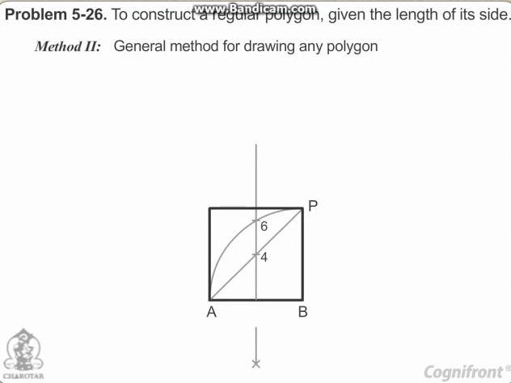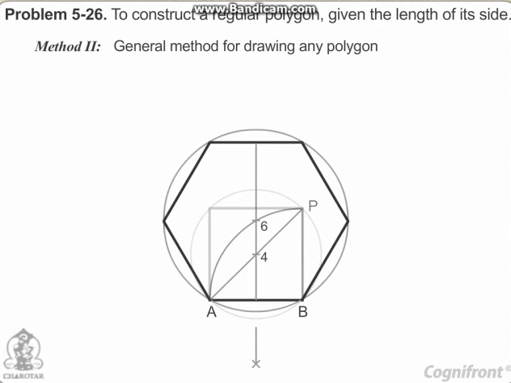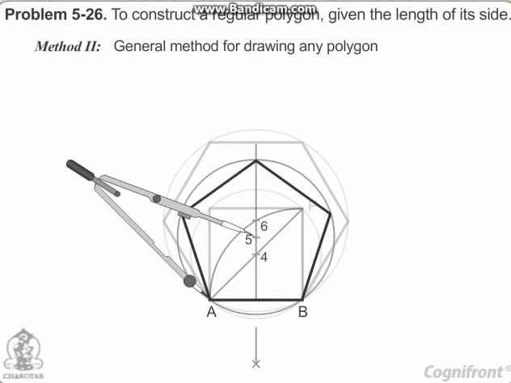A square of side equal to AB can be inscribed in the circle drawn with center 4 and radius A4. A regular hexagon of side equal to AB can be inscribed in the circle drawn with center 6 and radius A6. The midpoint 5 of the line 4, 6 is the center of the circle of radius A5 in which a regular pentagon of side equal to AB can be inscribed.